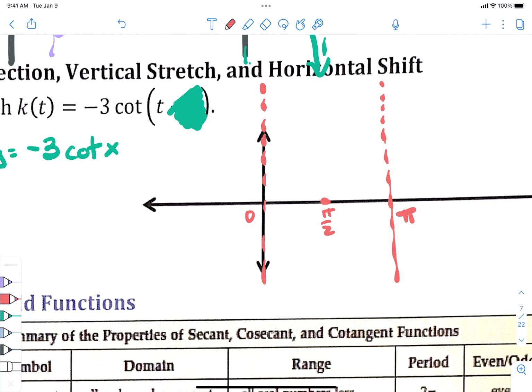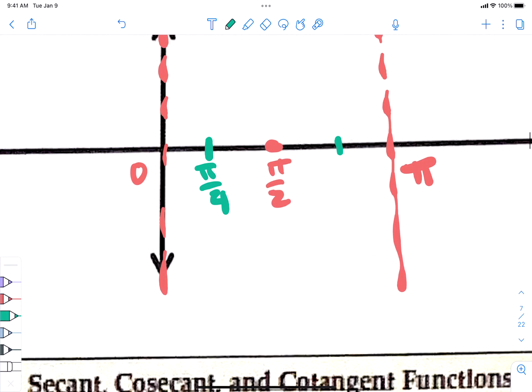And the way that I'm going to incorporate the 3 is, what is this marking right here between 0 and pi over 2? Pi over 4. What is this marking? That's where 3 is going to be. This is a fourth of a pi. This is 3 fourths. What does 3/4 pi look like? 3 pi over 4.